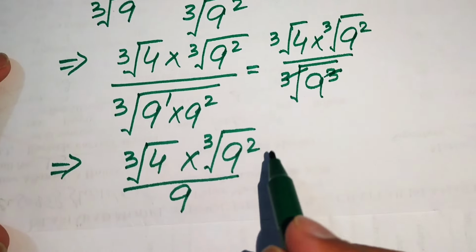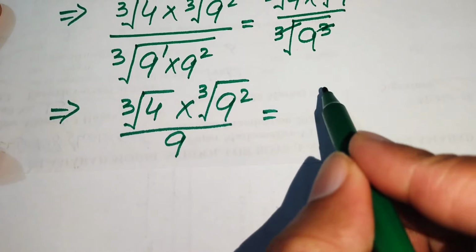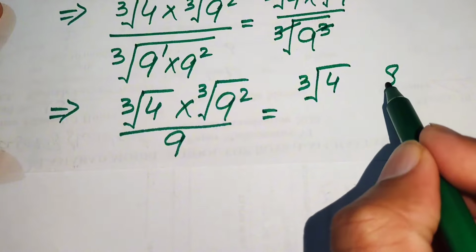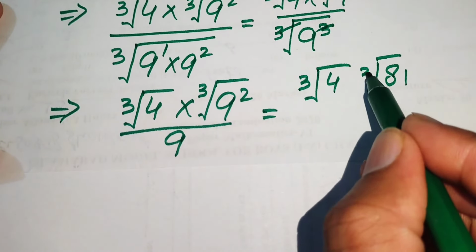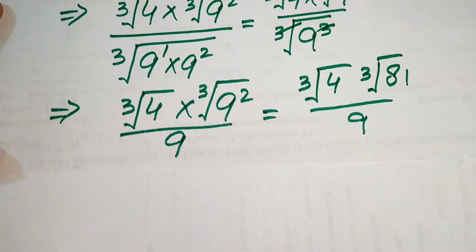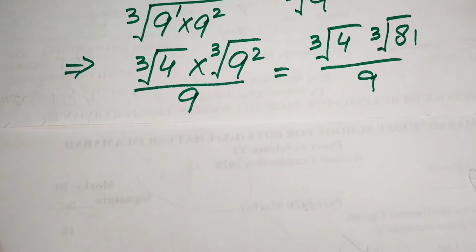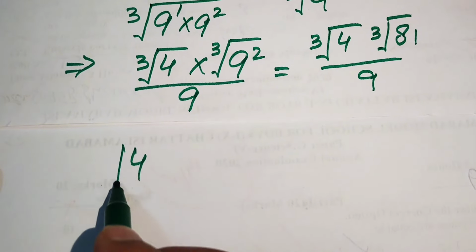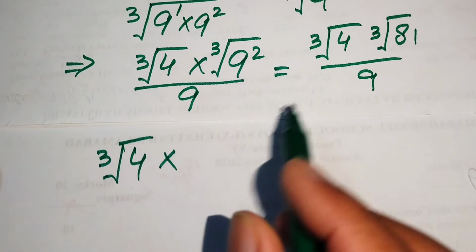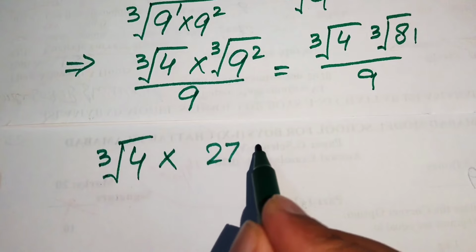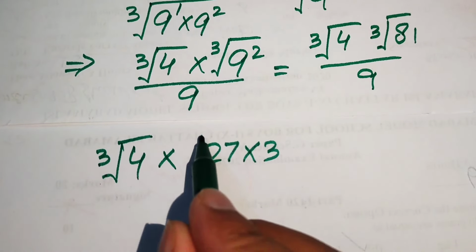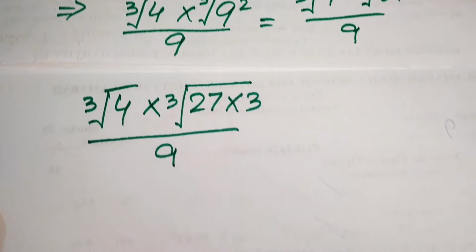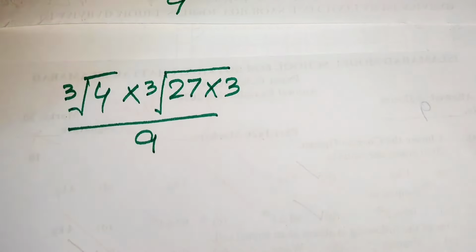Here we need some simplification and we write this expression as the cube root of 4, and we know that 9 squared equals 81, so the cube root of 81, divided by 9. In the next step we write 81 in this form: the cube root of 4 multiplied by 81, and we write 81 as 27 times 3 under the cube root, divided by 9.